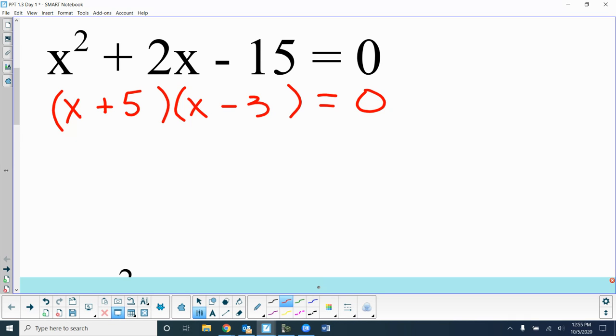So we've got a factor. Now, in the past, when we didn't have it equal to 0, when we were just doing factoring, we were done, right? Well, in this case, we got it equal to 0. So we got to go a little further. We've got to figure out what x equals.